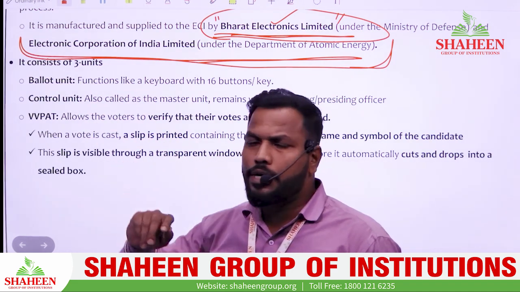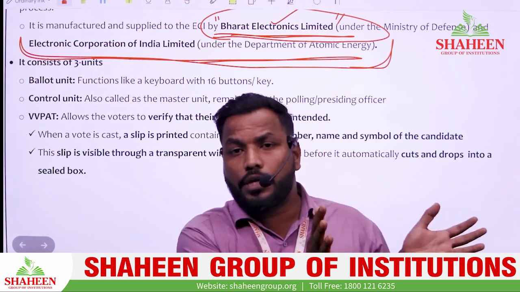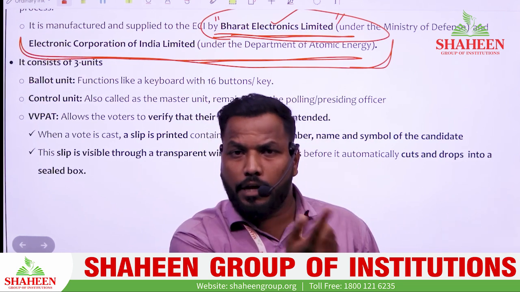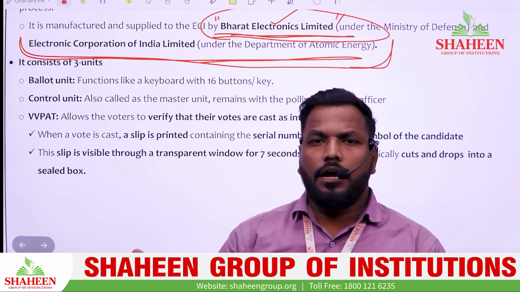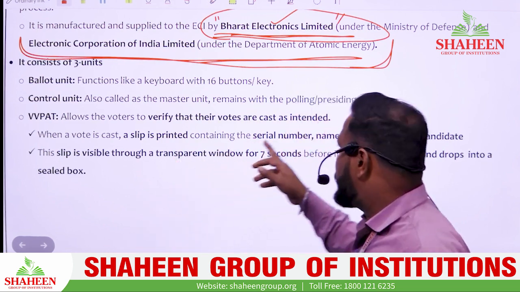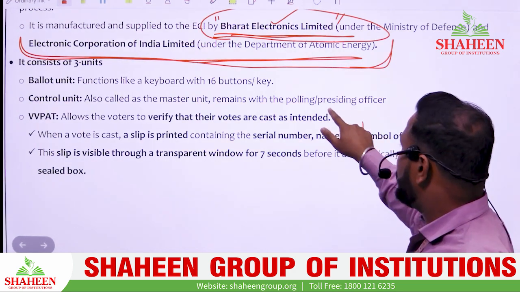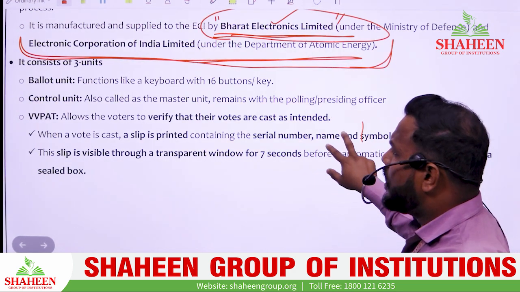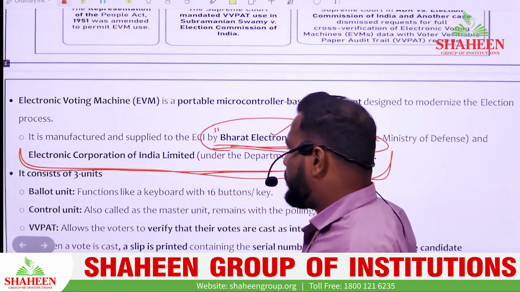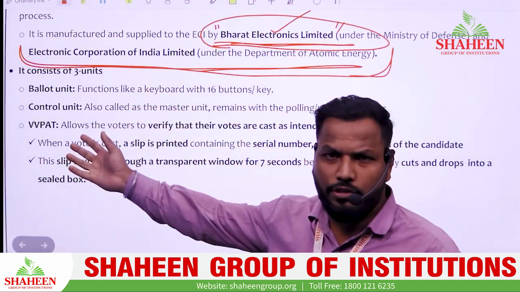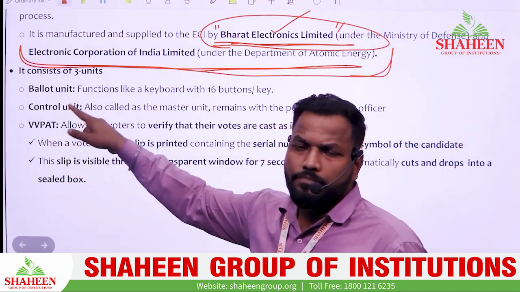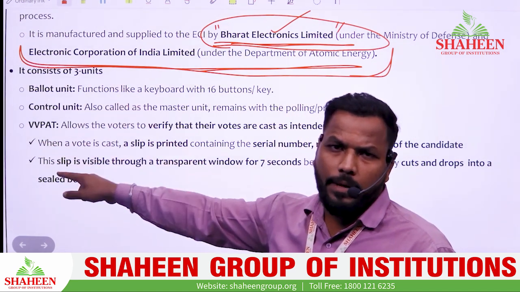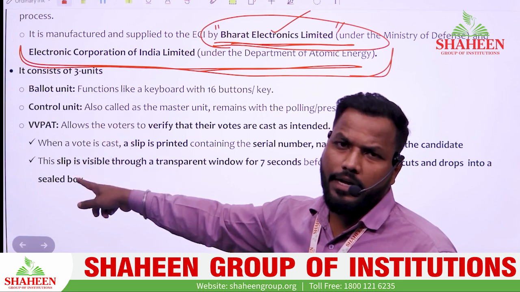The control unit is the main controlling unit. The entire process is conducted by that machine. It is under the control of the supervising officer, whom we also call the presiding officer. The third unit is called VVPAT. As I told you, I will explain about the VVPAT. Now it's time. VVPAT: voter verifiable paper audit trail records.